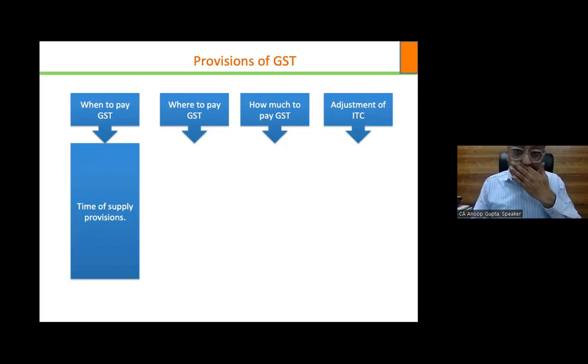Why do I have to refer to this? I have raised a bill, say in the month of January 23. I have dispatched some goods in the month of February, say February 1st, and the customer has received those goods on 10th of February. So in which return do I have to incorporate this? Whether in the month of January I have to pay GST, or whether in the month of February I have to pay GST. This answer is given in the time of supply provisions, that is, when we have to pay GST on a particular transaction, and in which GSTR 1 and GSTR 3B I have to incorporate that particular transaction.